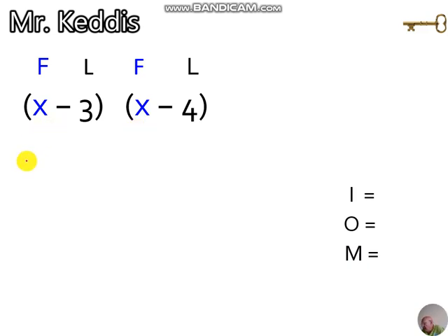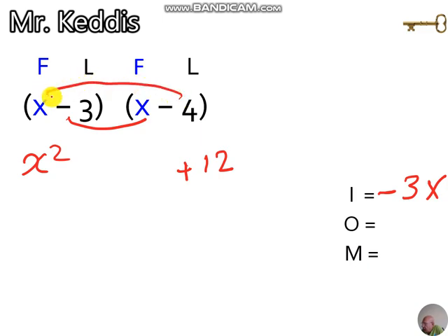X times x, I get x squared. Last times last, negative 3 times negative 4, negative times negative, I get positive. 3 times 4 is 12. This is the product of the inner terms. I get negative 3x. The product of the outer terms is negative 4x. Both signs negative, the sign stays negative. 3 plus 4 is 7x. And the middle term is negative 7x.